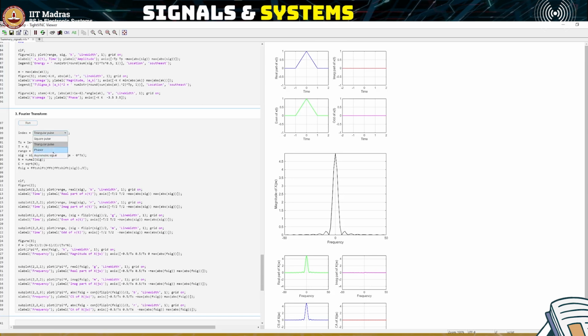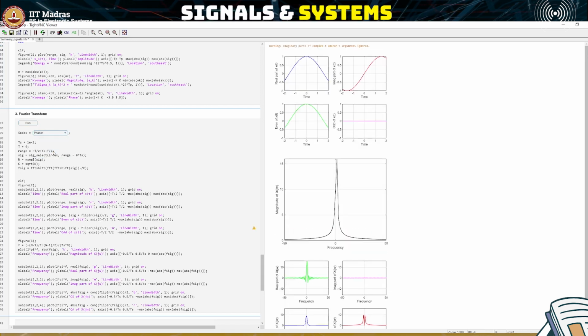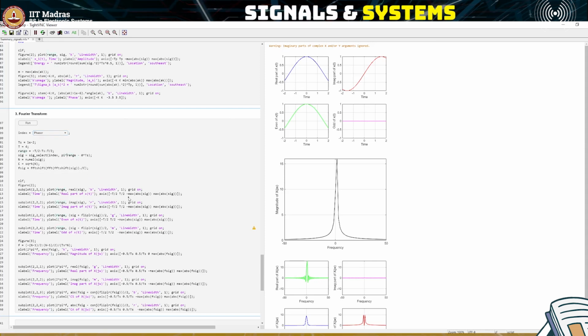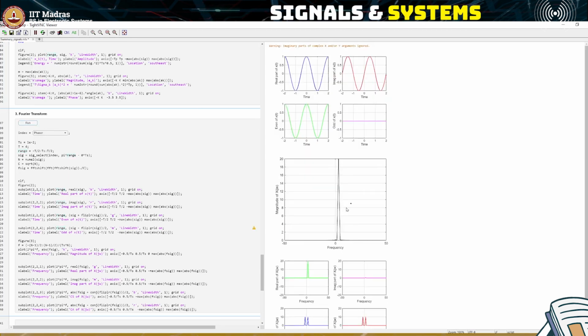Now let us see the Fourier transform of a phasor. Let's say our signal has only a phasor e power j omega t. In this case, let's say omega is a single frequency. Let us set that frequency to be maybe pi, so that it is easier to see what is happening. So now what we have done is we have picked a phasor which is e power j pi t. What is the frequency of this phasor? It's pi radians per second.